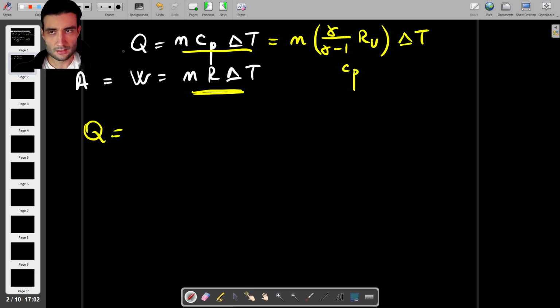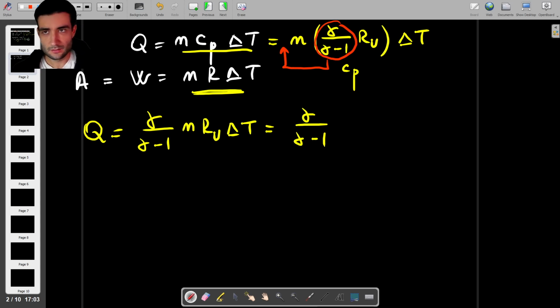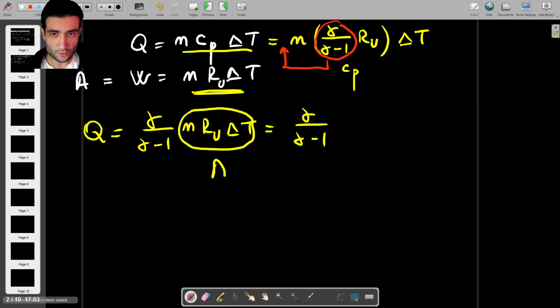So what I'll do now is take this gamma over gamma minus 1 and move it a bit to the left. So this is gamma over gamma minus 1 and n Ru delta T, which, by the way, is of course the work, or A, as they call it in this question. So that's it. This is basically the heat as a fraction of work, but now we also have to find gamma. Gamma, you can find from tables, but I'm a big fan of deriving things from scratch, so I'm going to use the degrees of freedom approach.